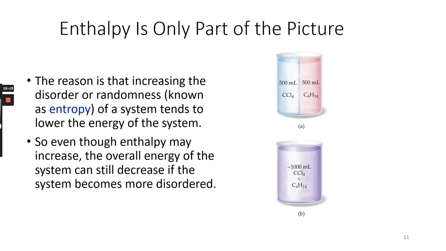So enthalpy is only one part of the picture. Enthalpy, remember, is our delta H. Okay, we now have to have our delta S, our entropy. The reason is that increasing the disorder or randomness is known as entropy. And as a system increases its entropy, it tends to lower the energy of the whole system. So even though your enthalpy may increase for endothermic reactions, the overall energy of the system will decrease because it's becoming more disordered. So it will occur.